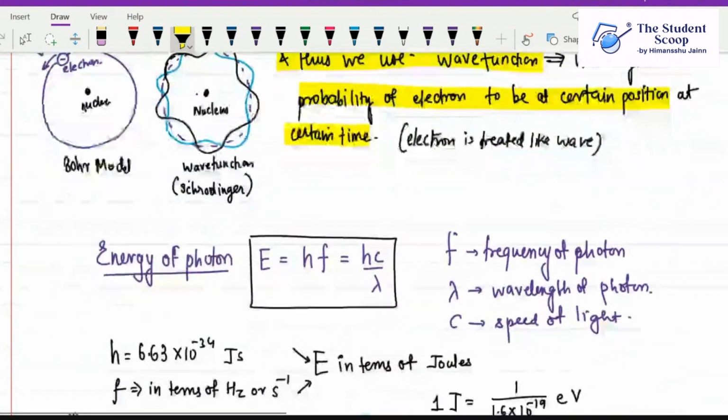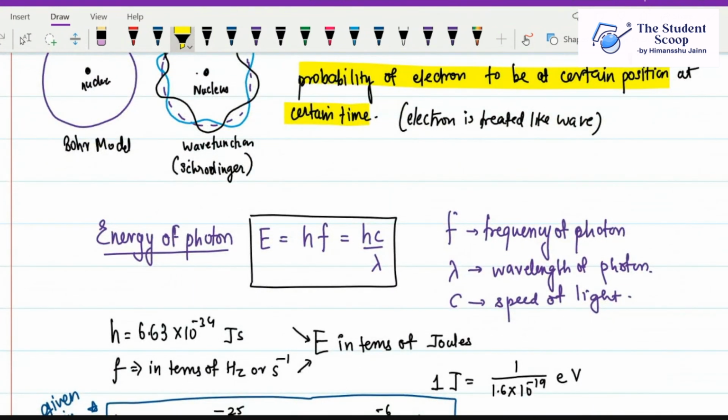Okay. Now we will talk about the basics of how the energy of the electron is calculated. The energy of a photon can be calculated by hf or hc by lambda, where h is Planck's constant, which is given as 6.63 times 10 raised to minus 34. It is given in the data booklet. And f is the frequency of a photon. The photon is a massless particle of light. It is basically an electromagnetic wave, but in particle form.